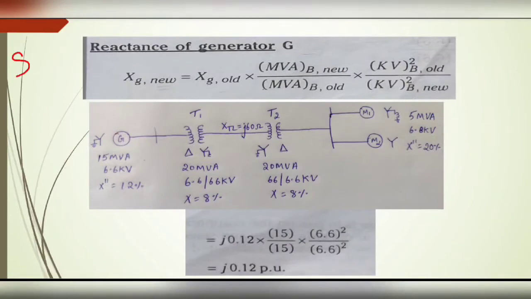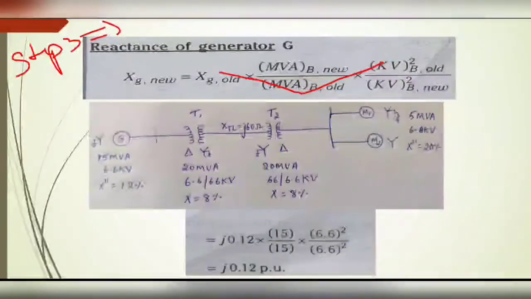Next is step 3, that is finding the reactance value. Let us first go with reactance of generator. The formula is Xg new is equal to Xg old into MVA base new divided by MVA base old into KVB square old divided by KVB square new. The easy way to remember this formula is writing the old values in V pattern, where MVA base comes first and KVB square comes next.